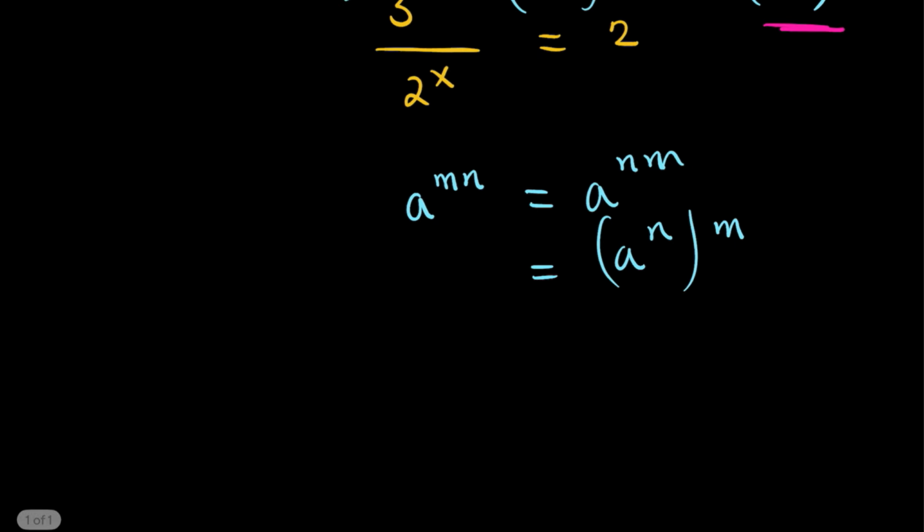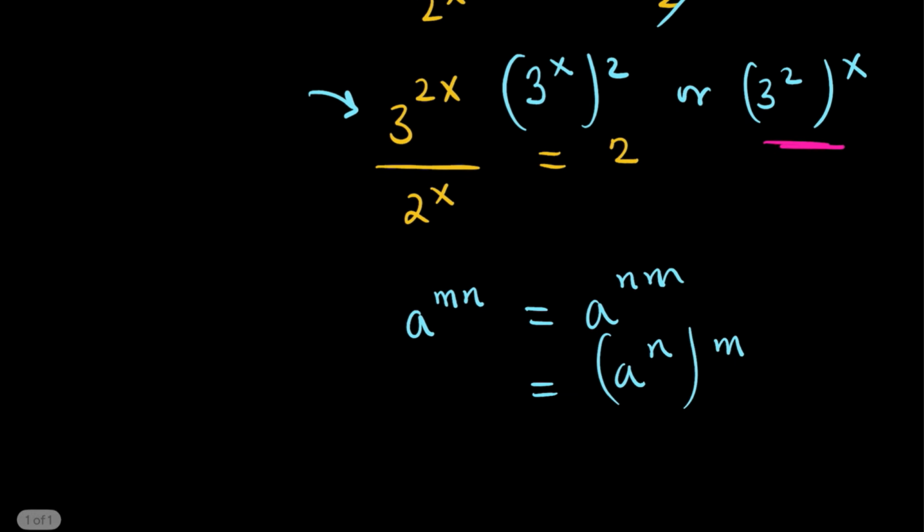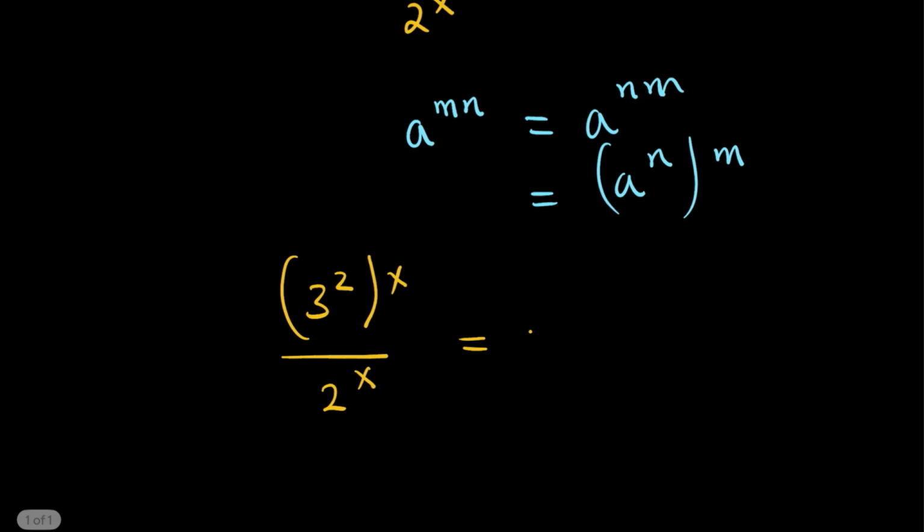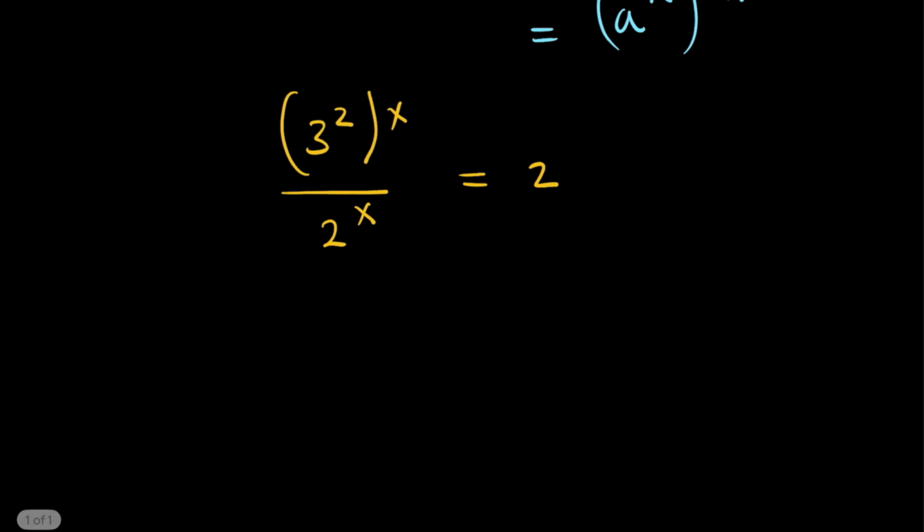So the equation becomes 3 raised to power 2, raised to power x, then divided by 2 raised to power x is equal to 2. 3 raised to power 2 here is 9. So we have 9 raised to power x divided by 2 raised to power x is equal to 2.